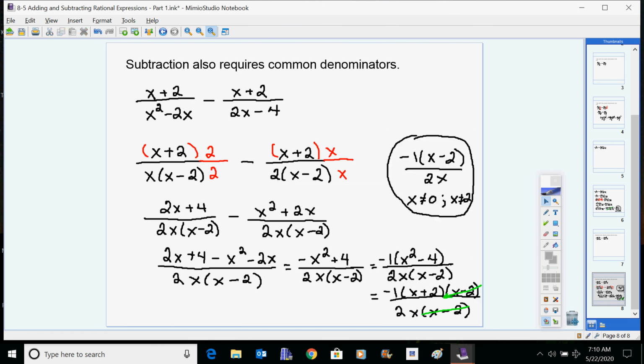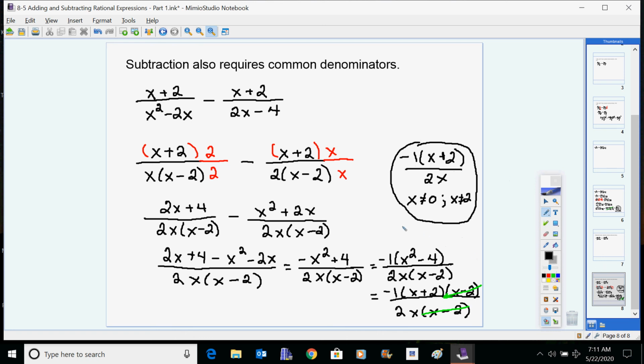Right along with the restrictions. Your answer is negative 1 times x plus 2. You can distribute it back in or not. Okay, negative 1 times x plus 2 over 2x. And x can't be 0. If we go back to here, x is not allowed to be 0, and x is not allowed to be 2. So negative 1 times x plus 2 over 2x. If you want, you can distribute that in and get negative x minus 2. Okay, so there's your answer right there.